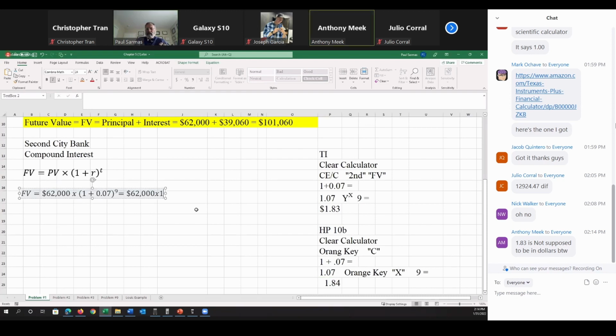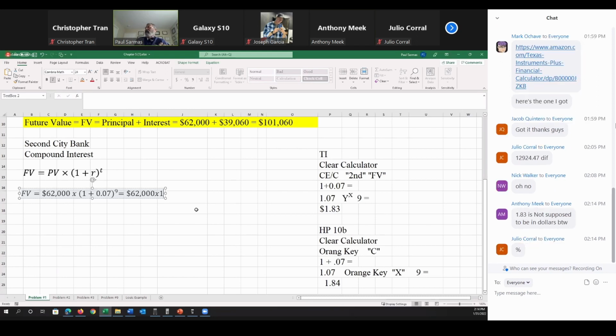The 1.83 is not supposed to be a dollar value, correct? No, it's a factor. It's called future value interest factor, FVIF. Right. It's a percentage in years and whatever. Yes. Yeah.